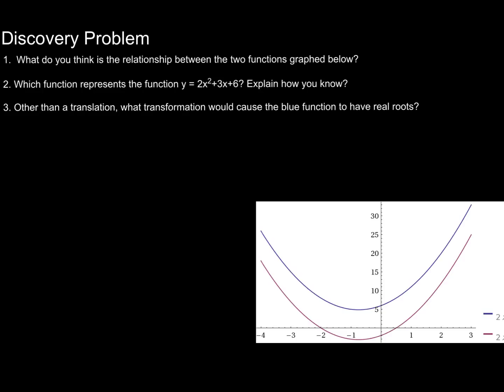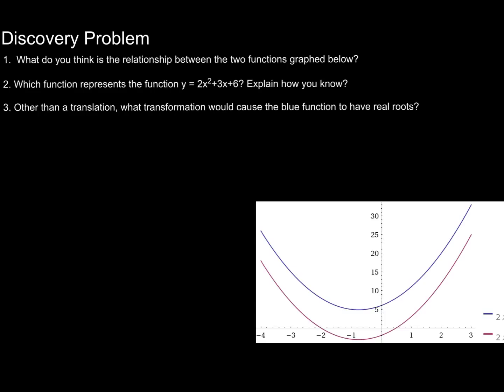Alright, so let's start by thinking about the relationship between the two functions that are graphed. And right in the question there's a hint, right? If it's asking what the relationship is, that implies that there is some relationship between the two of them. So if you're looking at these two quadratic functions, what could be the relationship from one to the other? Or in other words, how could I go from one of them to the other one?